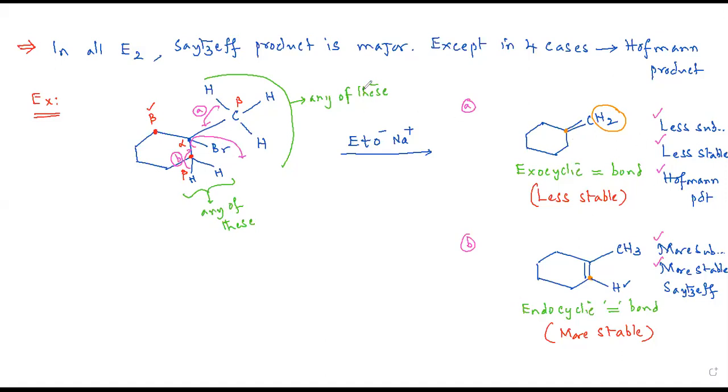So this is a regular Zaitsev product formation. Now, let us take the exceptional cases. Very important. See, there are 4 exceptional cases. The first one is when the leaving group is poor.